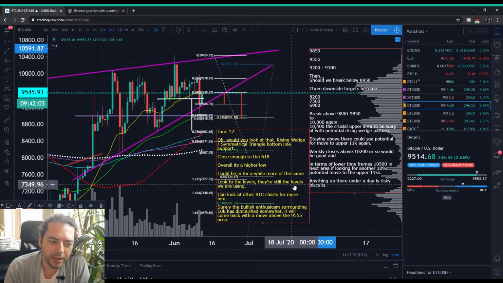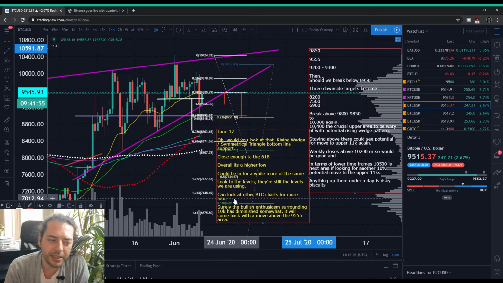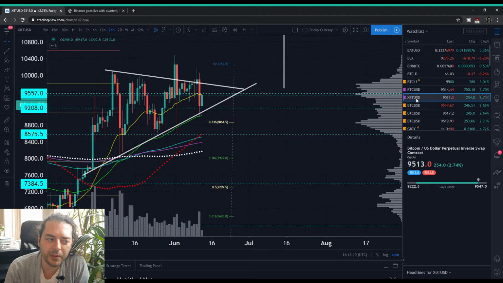So we can look to the levels, and they're the same levels that we're using, and that's them on the chart there in white writing if you want to read through that at your leisure. And we can also look into the other BTC charts for more info, and it's more or less the same. It's just that we've got different drawings on here from before, and the levels drawn out here exactly. You can see the price action today, for instance, is standing exactly between these two levels.